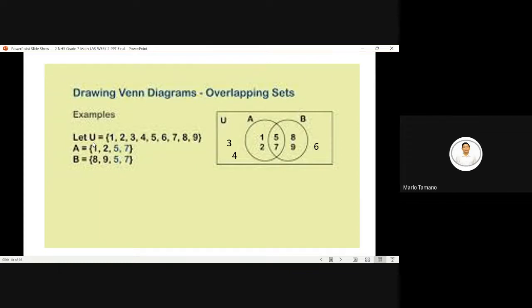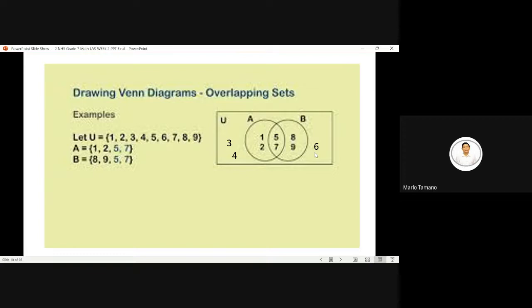So drawing Venn diagram overlapping sets, no? So let U be 1, 2, 3, 4, 5, 6, 7, 8, and 9. And let set A be 1, 2, 5, 7, and set B be 8, 9, 5, 7. Take a look. We have set A contains elements 1, 2, 5, 7. Set B contains the elements 5, 7, 8, and 9. So nag-overlap ulit. Merong common po yung elements na 5 and 7. Okay? So, how about this 3, 4, and 6? Those are not elements of both sets A and B. Okay? These are only elements of set U.